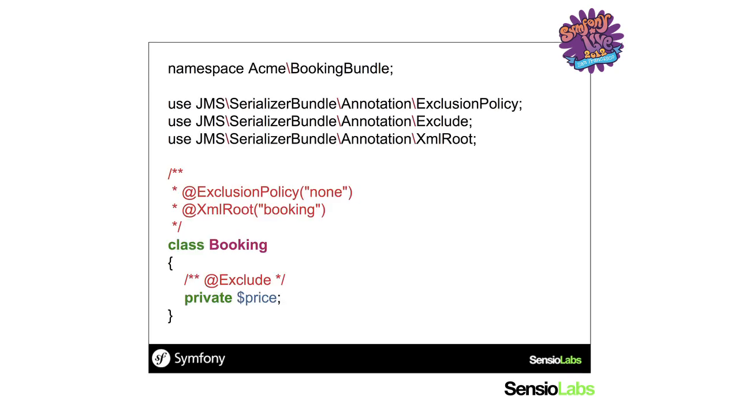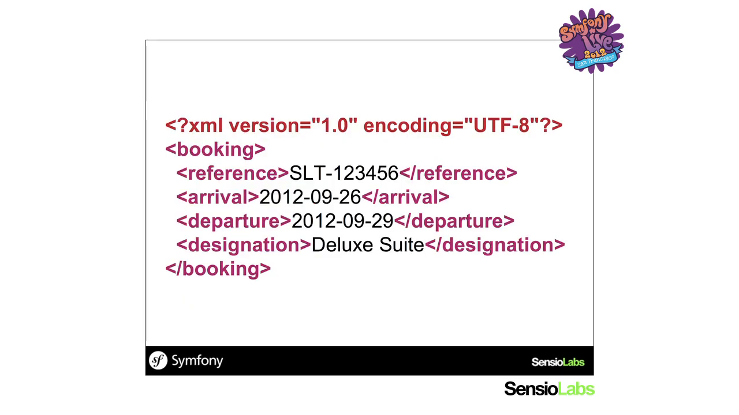Or you can do the contrary. You can say, I want to expose everything except some information. So you have the @Exclude annotation. I want to display everything of my booking object except for the price. So when I convert my PHP object to XML, JSON or YAML, the price will be removed from the serialization output.